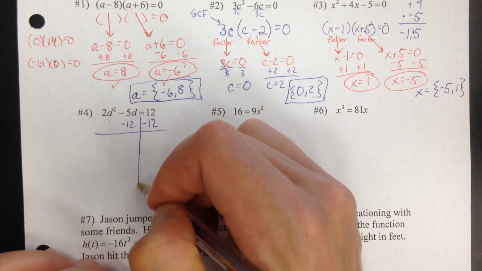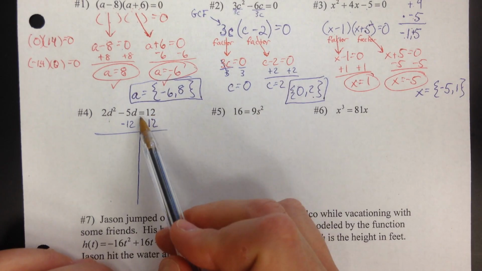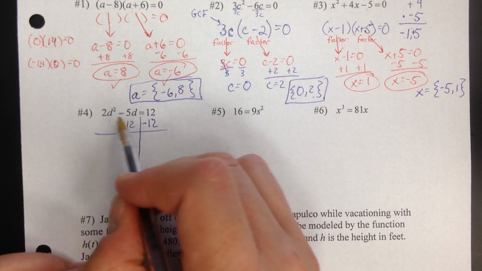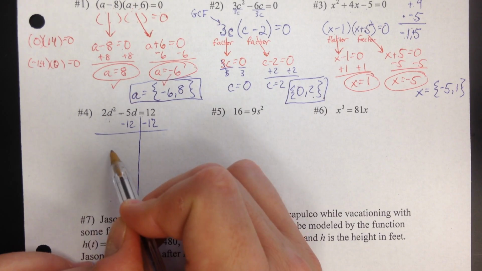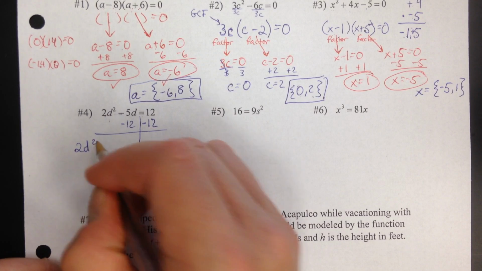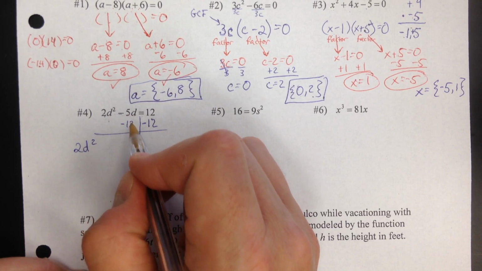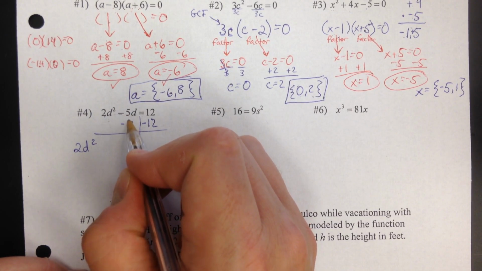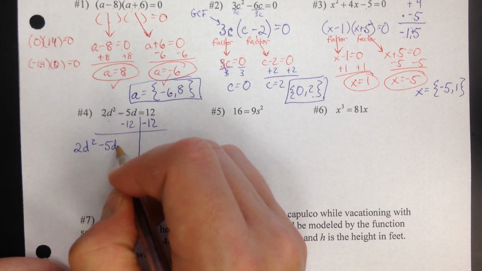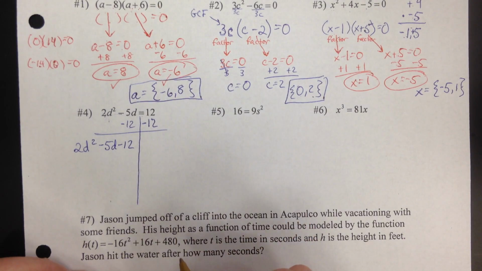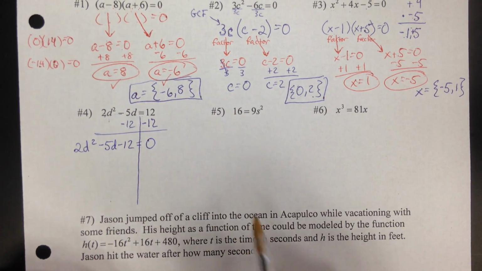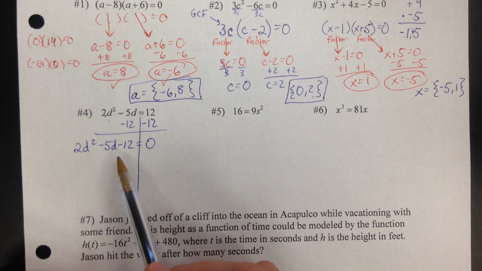Sometimes you'll see me put this line straight down here to separate the left side from the right side. You don't have to do that. But in this case, I'm going to copy what we have, 2d squared. Now, minus 5d minus 12, we can't combine those because they're not like terms. So we're going to write minus 5d minus 12 equals 0.